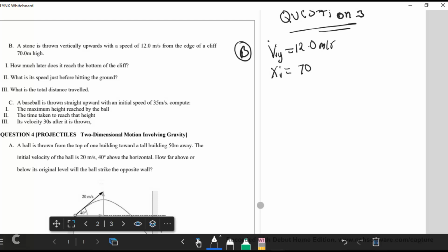So how are you supposed to answer this type of question? We answer this type of question by using the same formula. They're looking for the time, right? They're saying how much later does it reach the bottom of the cliff. So it means we're supposed to say what?